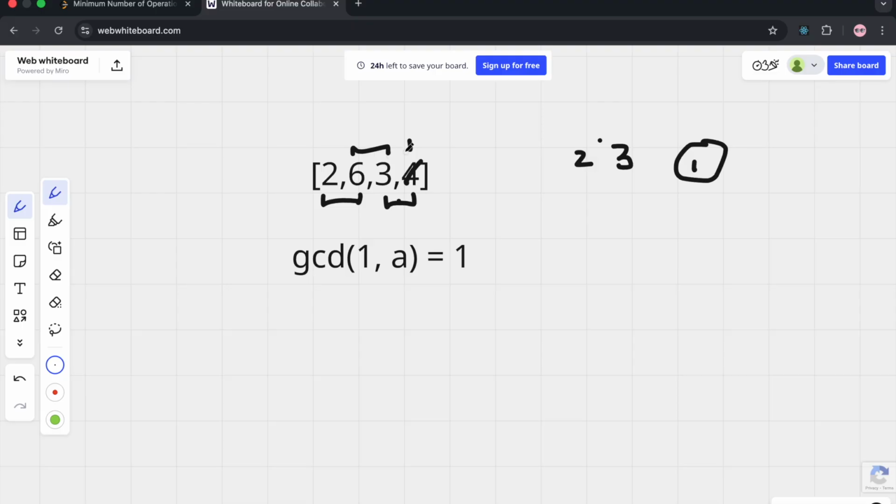So we will take 3 and 1. It will make 3 into 1 because of this property. Then we will take 6 and 1. It will make 6 into 1.